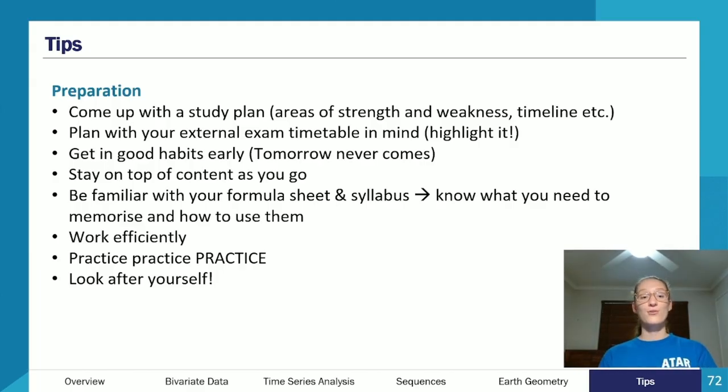My biggest thing as well is to stay on top of the content as you go, because otherwise you'll get to the external and you'll be trying to learn all of the content for the first time, and it'll just be so overwhelming and way too much to handle. Whereas if you stay on top of the content throughout the year, come the end of the year, you only need to revise it and review it, because your teacher's not going to be able to teach it to you all again right at the end of the year. So stay on top of the content throughout the year and make sure you're doing practice questions.